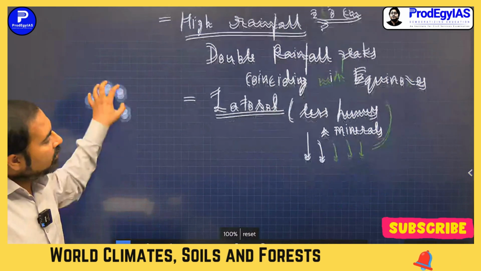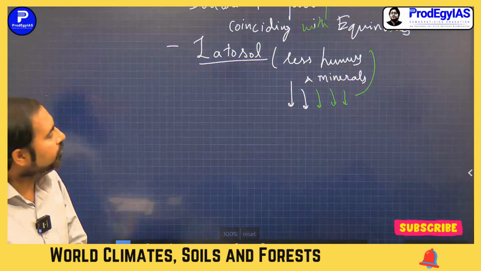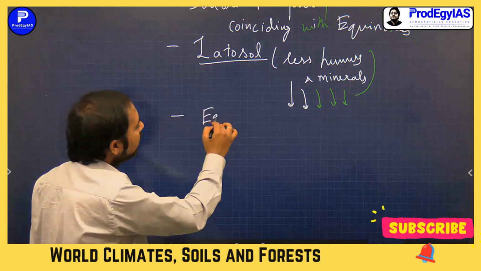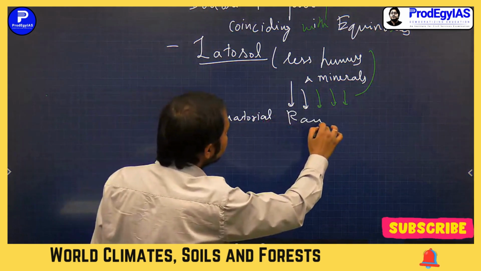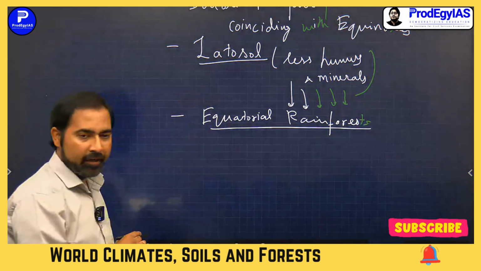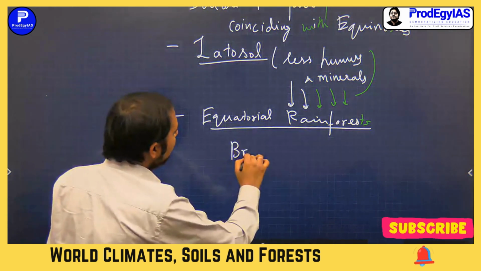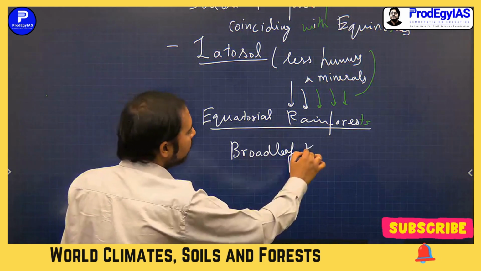So latosols are there, the same type of soil as laterite in India. And the forest type is equatorial rainforest. Equatorial rainforests, they are mostly broadleaf hardwood forests.